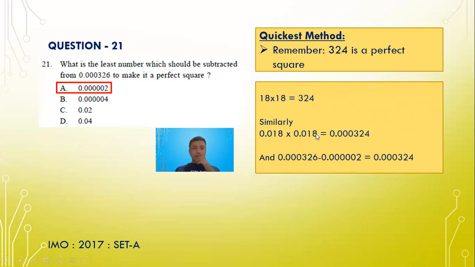So again, for 0.000326, we have to subtract 0.000002. So subtract 0.000002 from 0.000326 and you will get 0.000324, which is a perfect square. It is the square of 0.018.